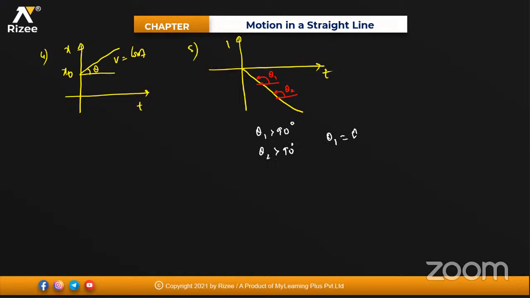But theta 1 is equal to theta 2. That means V1 will be equal to V2. And since the angle is greater than 90 degrees, obviously the velocity is negative and constant. So acceleration will become how much for me? 0. Velocity will be negative and it is constant. Clear? Is it clear? Yes, sir.